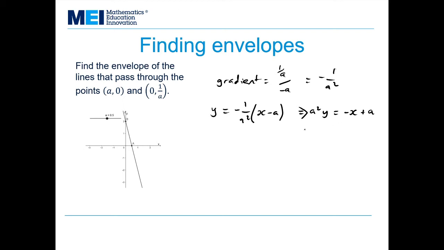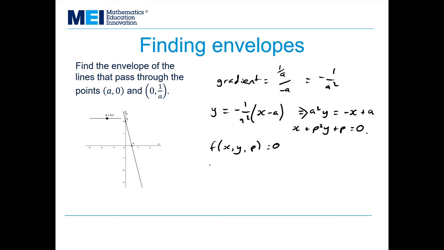And then finally, I want this so that I've got everything on the left and 0 on the right, and I'm going to use p as my parameter. So I get x plus p squared y plus p equals 0. So now, as I need to, I've got it in the form of f(x, y, p) equal to 0.